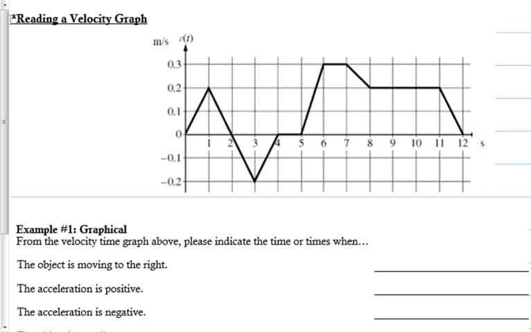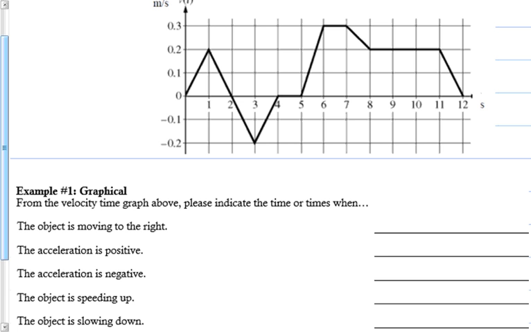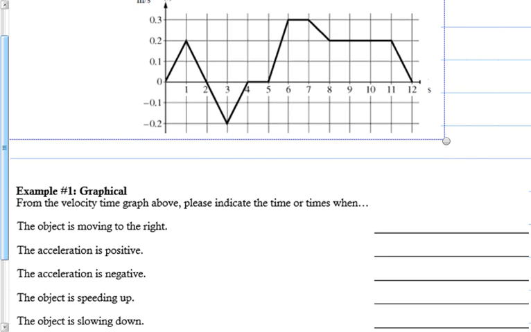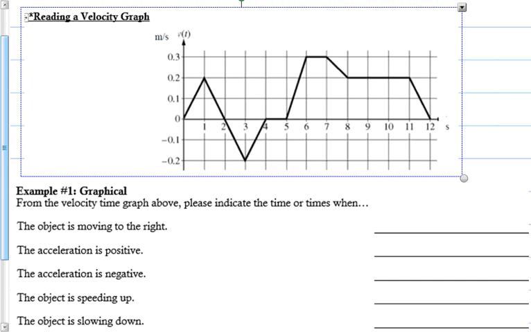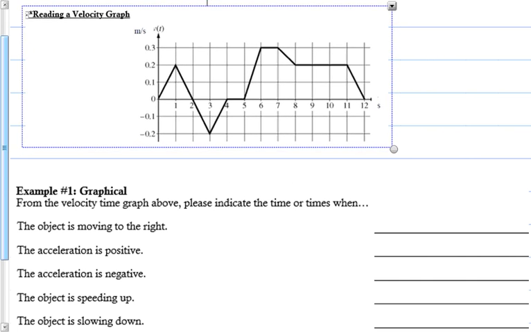Okay, next. Reading a velocity graph. So here I have a velocity graph. Notice how there's like a bunch of little peaks. It's really weird looking, right? Okay. So example 1, this is graphical. And I'm going to have to keep coming back up to the picture. Just bear with me. Maybe I make it a little bit smaller. It'll be doable, right?